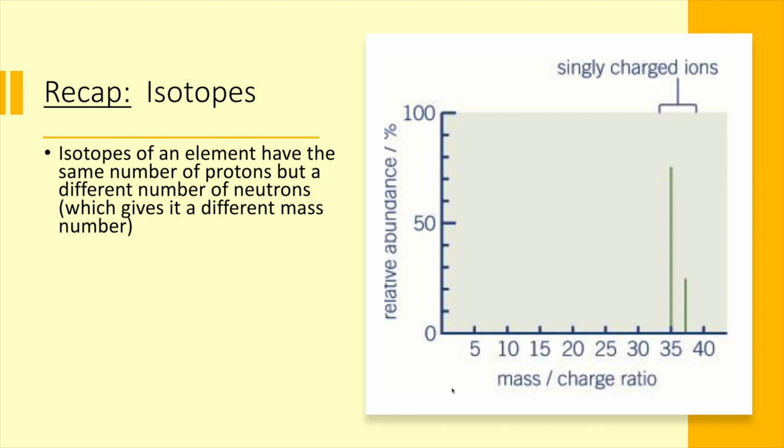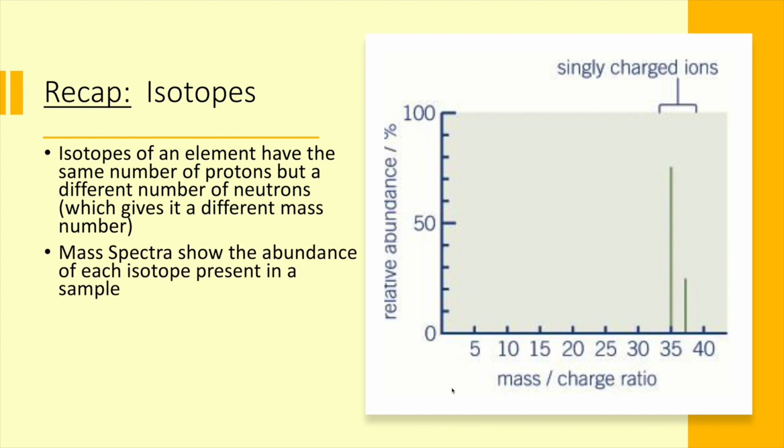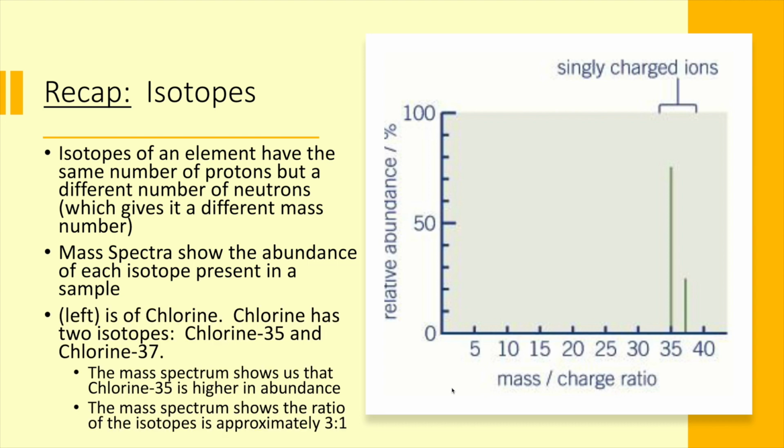Isotopes, just a quick reminder that they're where we have the same number of protons but a different number of neutrons, and so that gives us a different mass number. And so when we're doing our mass spectrums, our different isotopes are going to have different signals due to those different masses. So the abundance of each isotope shows in that mass spectrum.